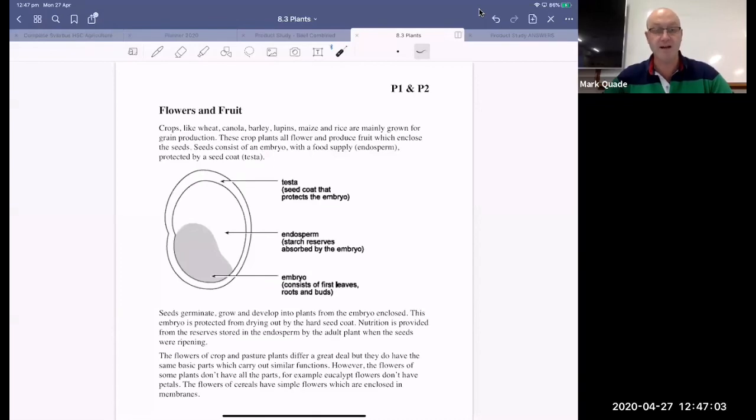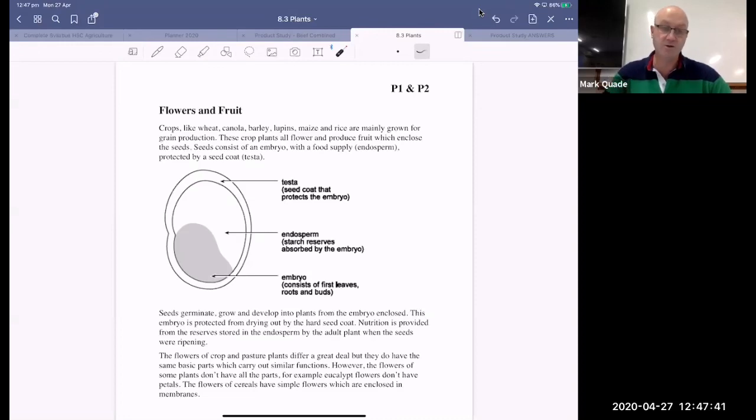So when it germinates, it'll be using all of the energy supplied in the endosperm, and that's what it is there for. It is also the main thing that we're chasing when we're harvesting grain crops. So wheat, corn, barley, we are chasing this endosperm. It has all the energy that we use, okay? Now the embryo, you know what an embryo is, it is a young life. So basically the embryo is the small plant that is ready to germinate.